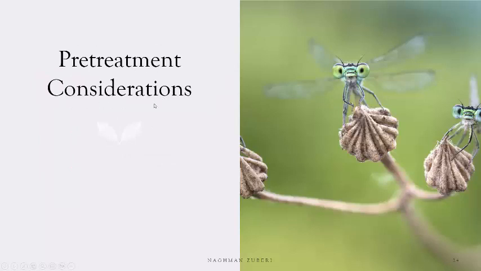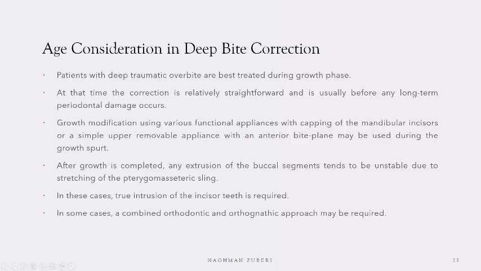Pre-treatment considerations. What we need to keep in mind before we start correction of the deep overbite. First of all, age. Age is very important. Patients with deep traumatic overbite are best treated during the growth phase. At that time, the correction is relatively straightforward and is usually before any long-term periodontal damage occurs.